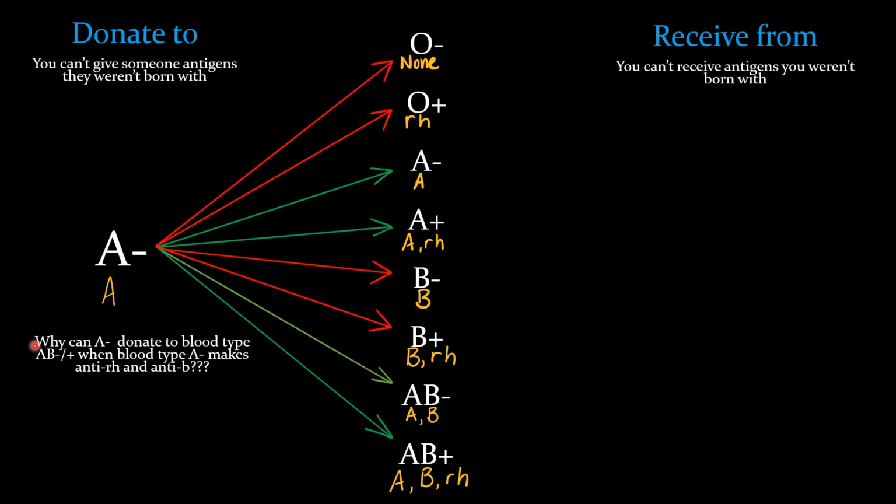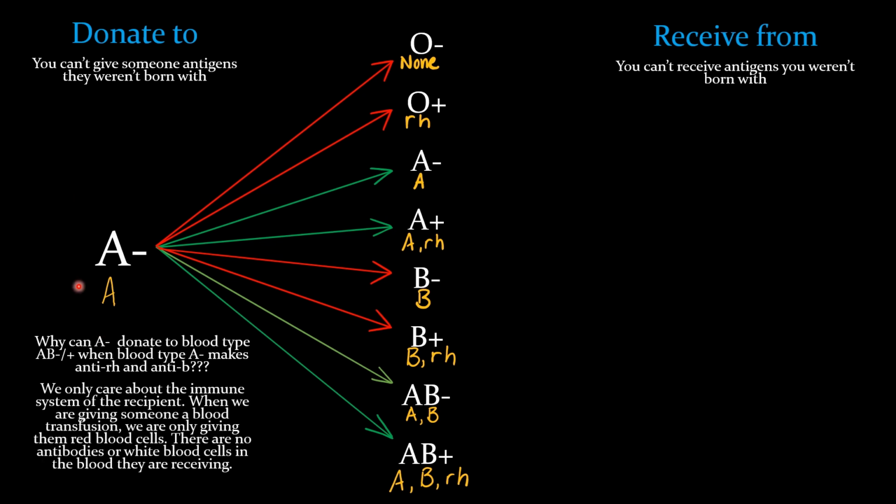So the answer is we only care about the immune system of the destination, the recipient, because the blood that's being donated, we are only donating red blood cells. We're getting rid of the antibodies, we're getting rid of the white blood cells, and we're only giving them red blood cells. So the immune system on this end of the arrow does not matter.